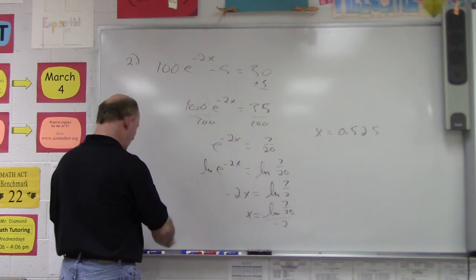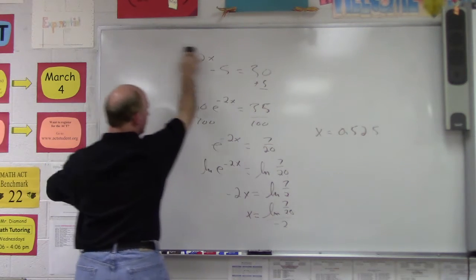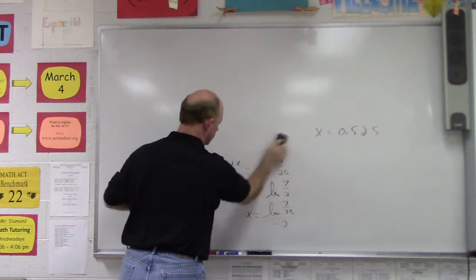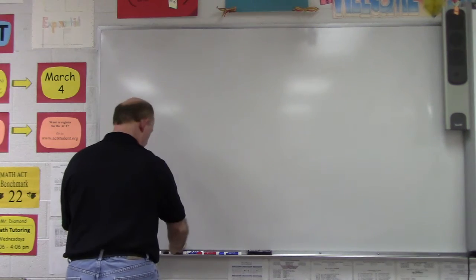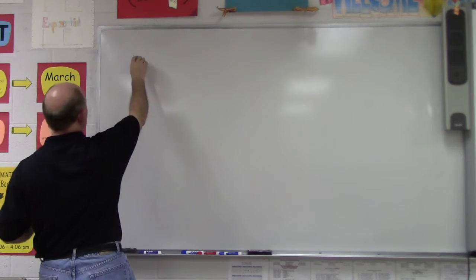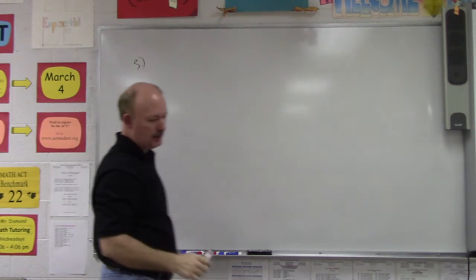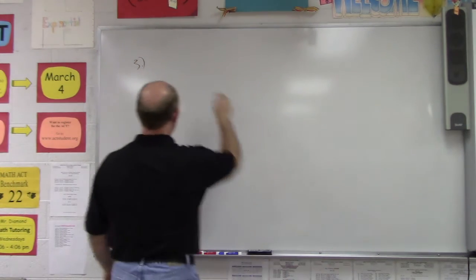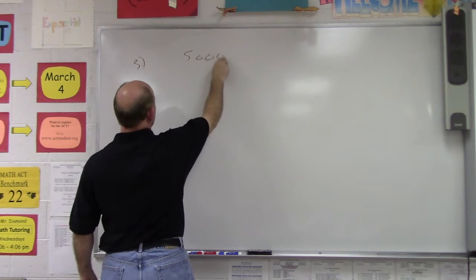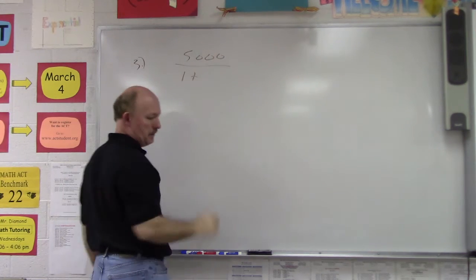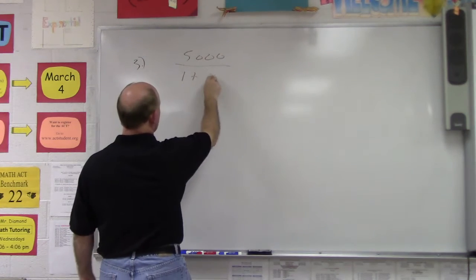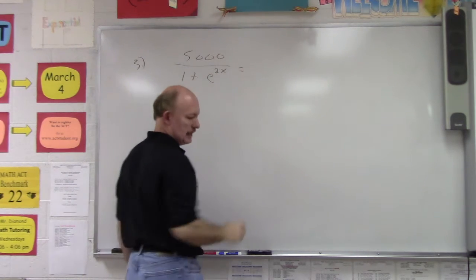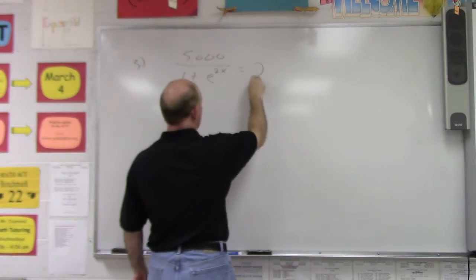Okay, let's do one more E equation, all right? So one more exponential equation. Okay, let's try this equation here. See number 3. Okay, this time let's take 5,000 over 1 plus e to the 2x, equals 2. Okay, let's try this here.